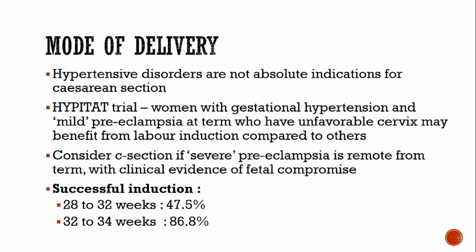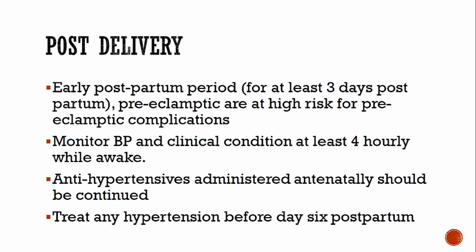Mode of delivery: hypertensive disorders are not an absolute indication for cesarean section. This must be stated very clearly. Trials have shown that women with gestational hypertension and mild preeclampsia, remember we don't use the term mild anymore, who have a favorable cervix may benefit from induction of labor compared to others. At that time, as you are doing induction, you can monitor the woman very closely. Consider cesarean section if the pregnancy with severe features is remote from term with clinical evidence of fetal compromise. Studies have quoted successful induction even in women at 28 to 34 weeks. Then 32 to 34 weeks is actually higher, about 86.8% of cases.